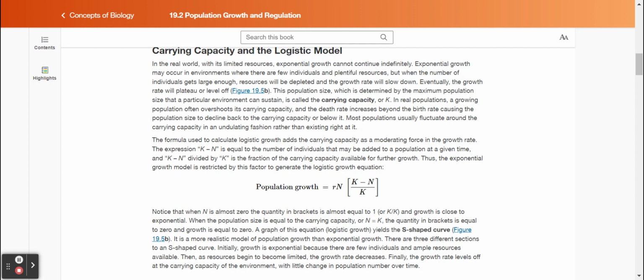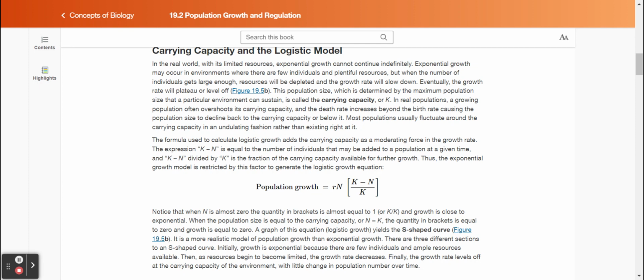In real populations, a growing population often overshoots its carrying capacity, and the death rate increases beyond the birth rate, causing the population size to decline back to the carrying capacity or below it. Most populations usually fluctuate around the carrying capacity in an undulating fashion rather than existing right at it.